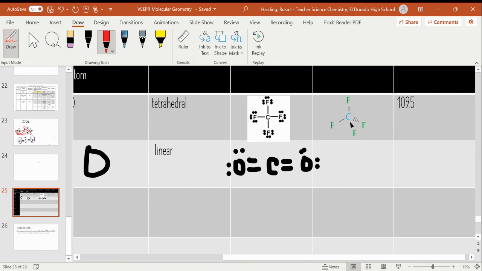actually going to do it in another color. O, double bond, C, double bond, O, and that's it. And then it's asking for the bond angle, which is up here.